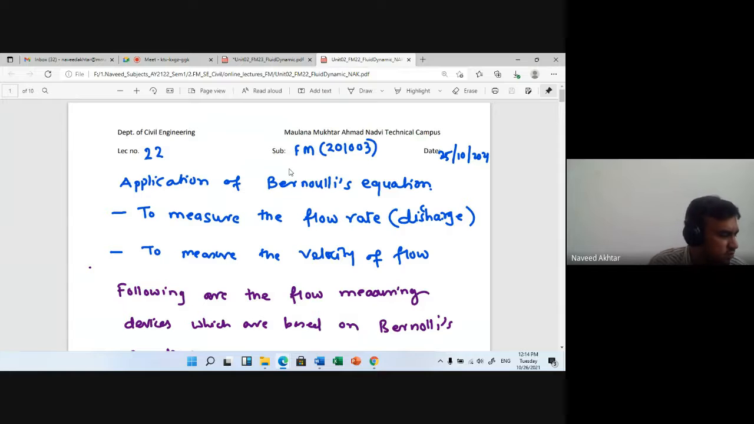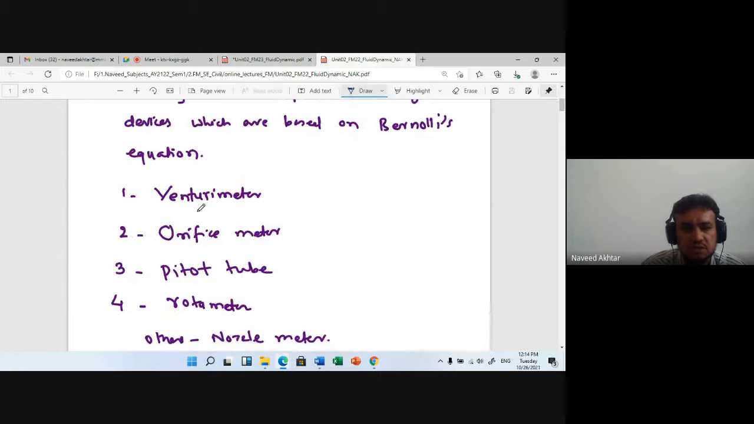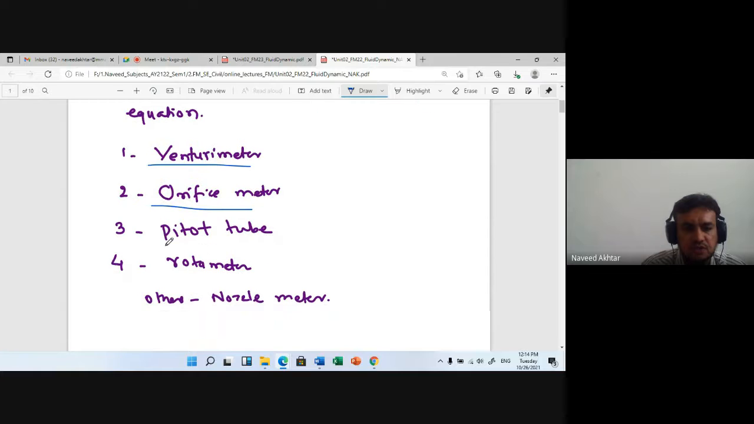So we are running unit number 2 of your fluid mechanics. Today, inshallah, we finish. Yesterday we started the application of Bernoulli's equation to measure the flow rate and the velocity of flow. Yesterday we saw one measuring device based on Bernoulli's equation, that is the venturimeter, which measures the flow rate of the fluid. Today we will see the orifice meter, pitot tube and rotameter.